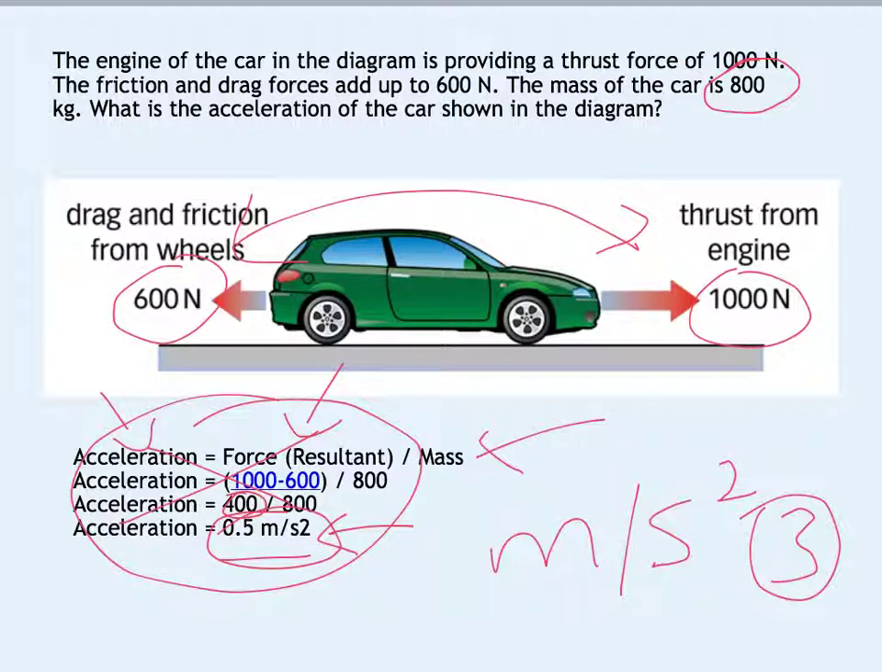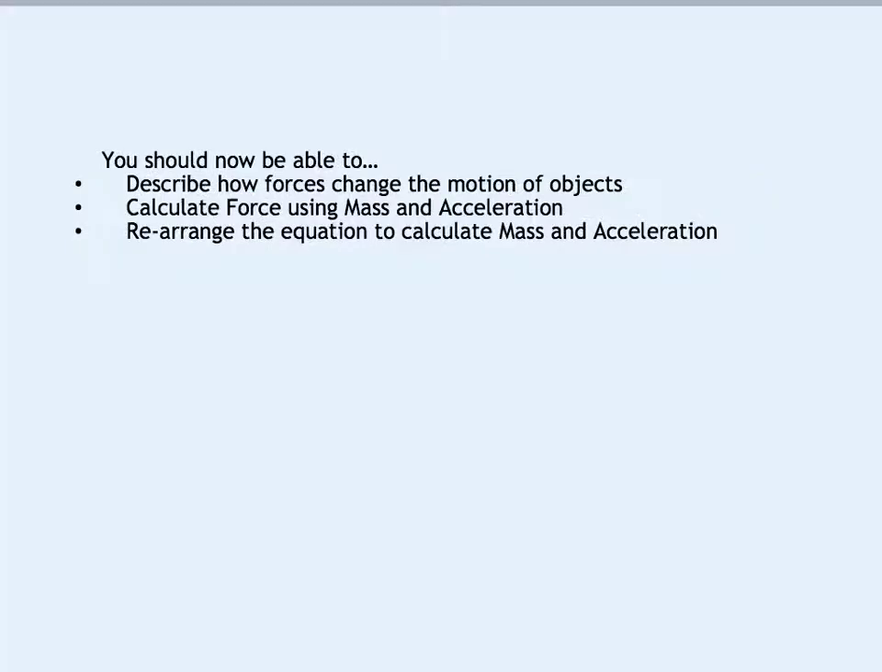Well, that takes us to the end of this revision. You should now be able to describe how forces change the motion of objects. You should also be able to calculate the force using mass and acceleration, and finally you should be able to rearrange the equation in order to calculate the other two things, i.e. mass and acceleration. And as you are always keen to know what's going to come next, let's have a look what's still going to come in this series.